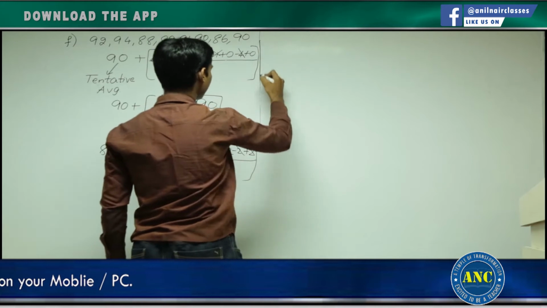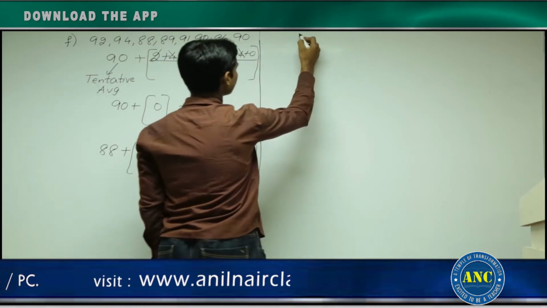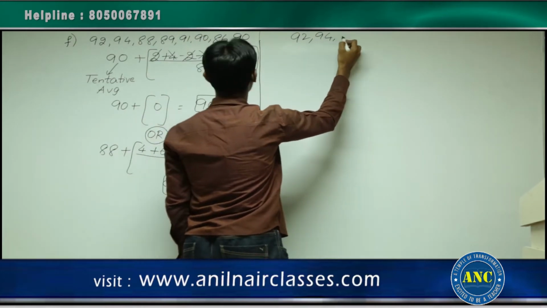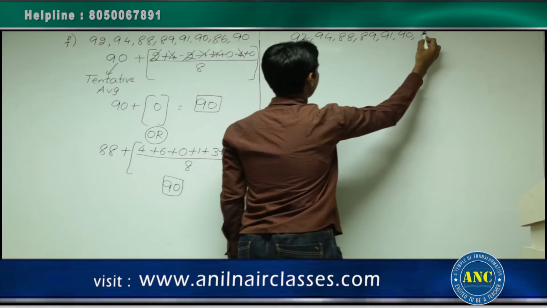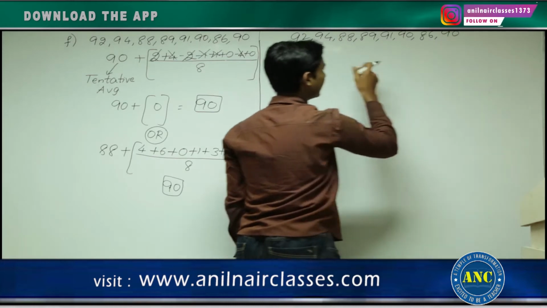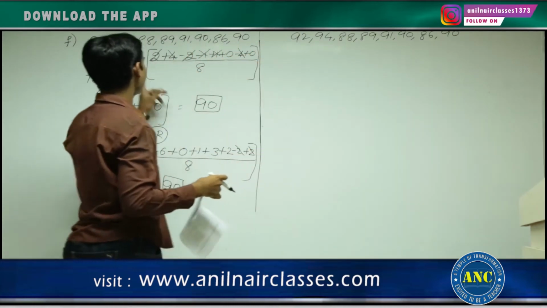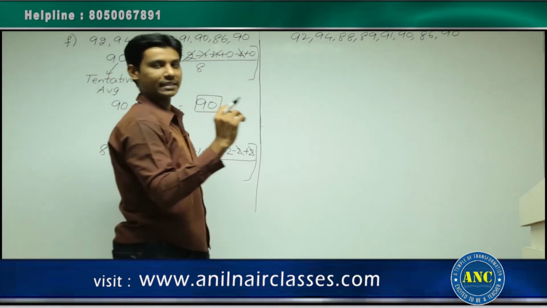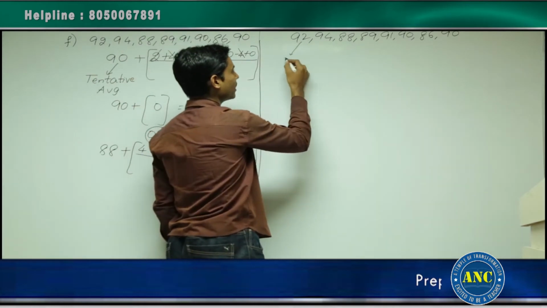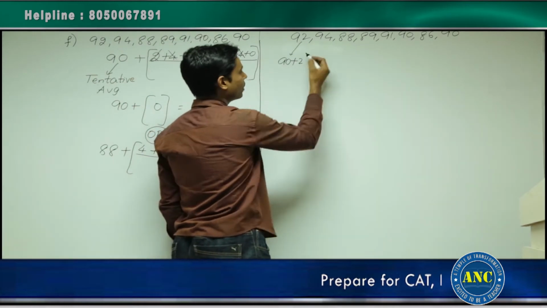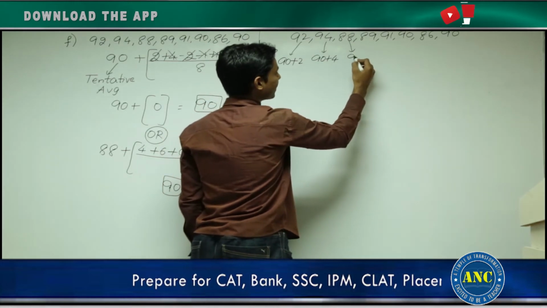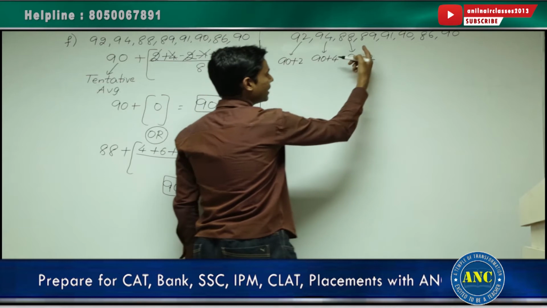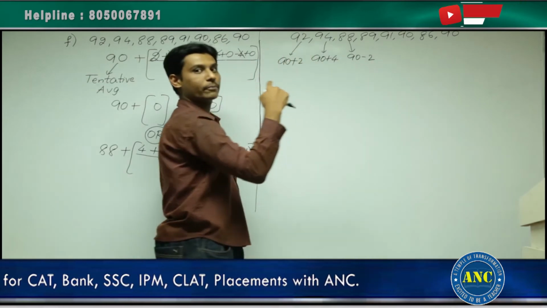If you observe carefully, the series given is 92, 94, 88, 89, 91, 90, 86, 90. Now I took the tentative average as 90. That means I am keeping the base as 90. This 92 I can write as 90 plus 2. 94 I can write as 90 plus 4. 88 I can write as 90 minus 2. Like that each and every number I will express in terms of 90.